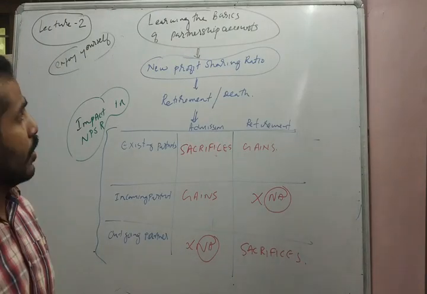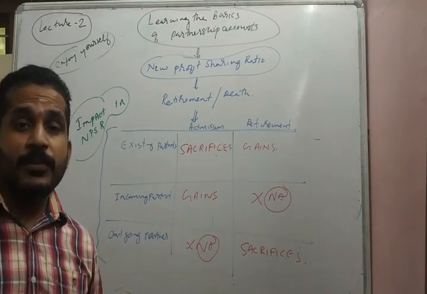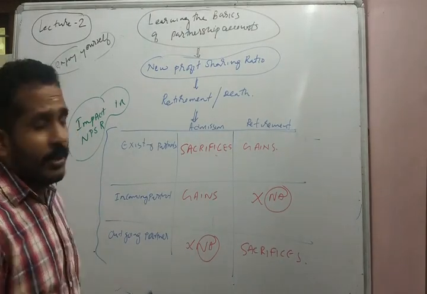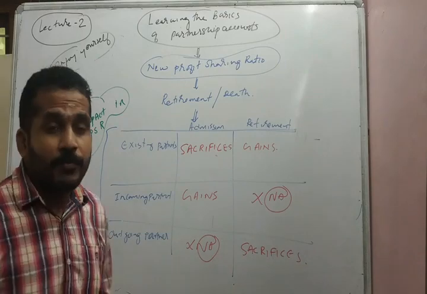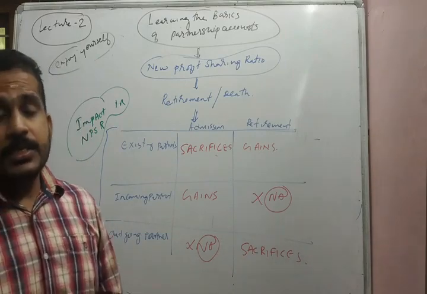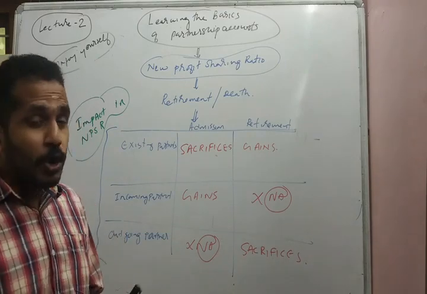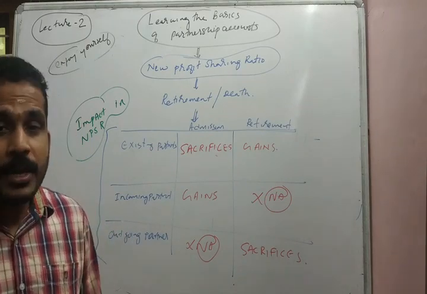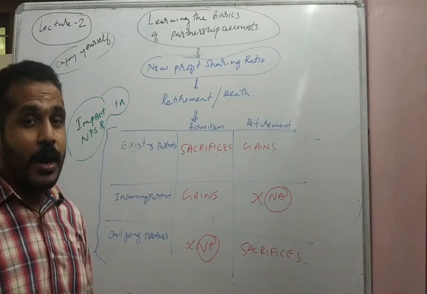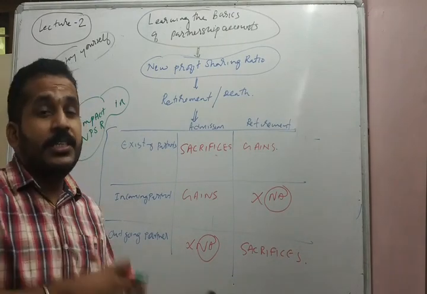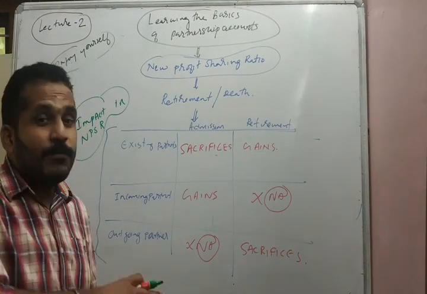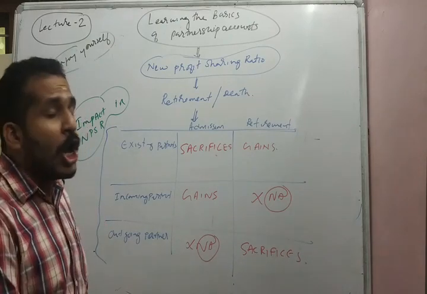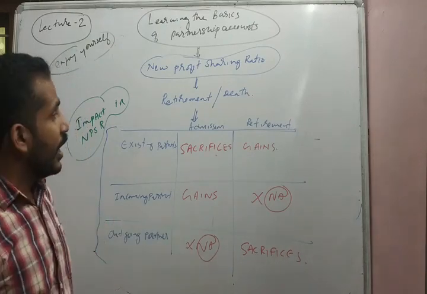Our next discussion is on the computation of new profit sharing ratio in the case of retirement or death. What is the impact of retirement and death? The result of retirement or death is you are putting an end to your involvement in the business. Therefore, if a partner retires or dies, his involvement in the partnership business is taken away. He is going out of the business.